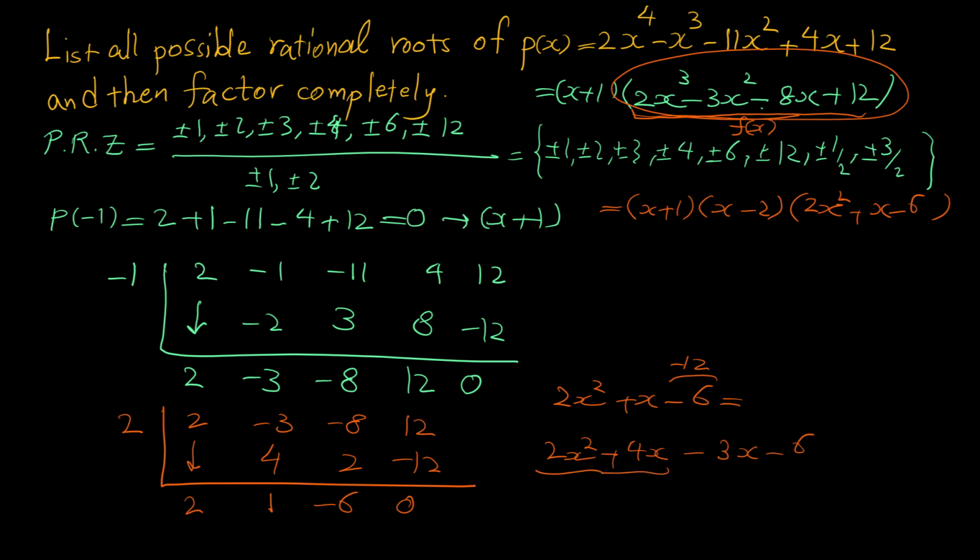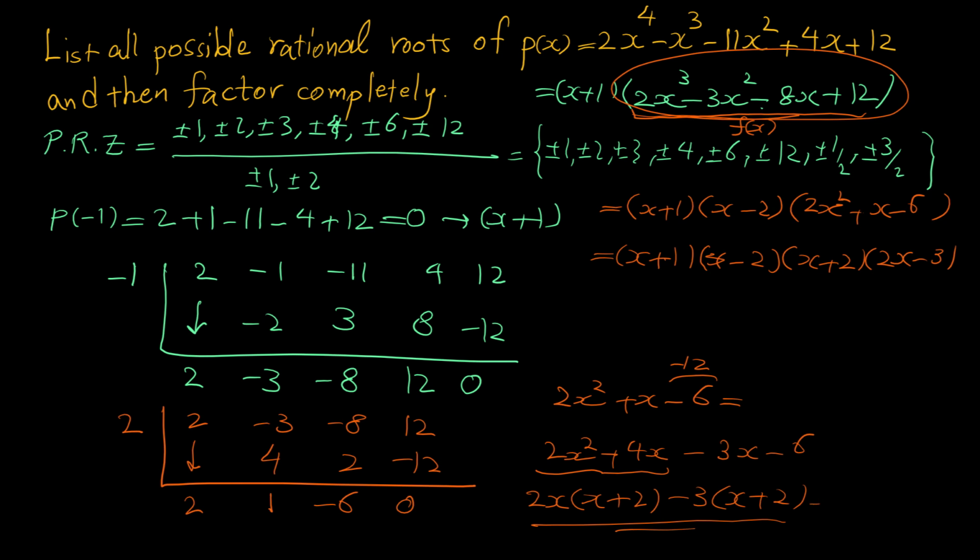Now we do a little grouping here. We factor 2x from this, then we have x plus 2. We factor negative 3, then we have x plus 2. And then this equals x plus 2 times 2x minus 3. So the fully factored form is x plus 1 times x minus 2 times x plus 2 times 2x minus 3.